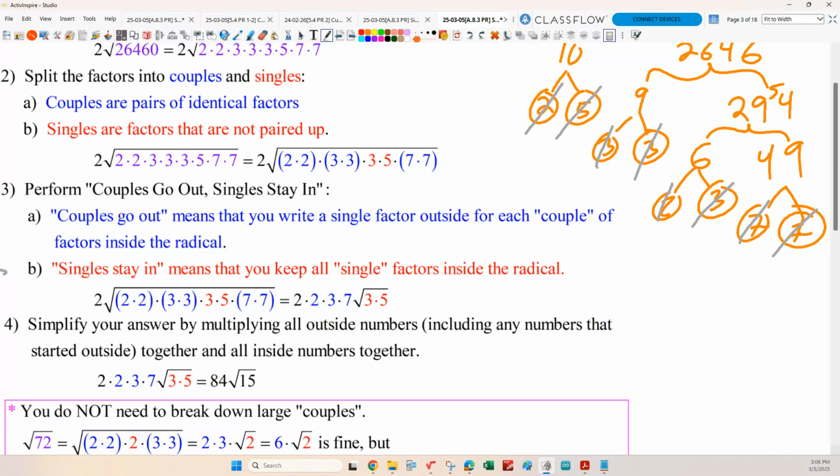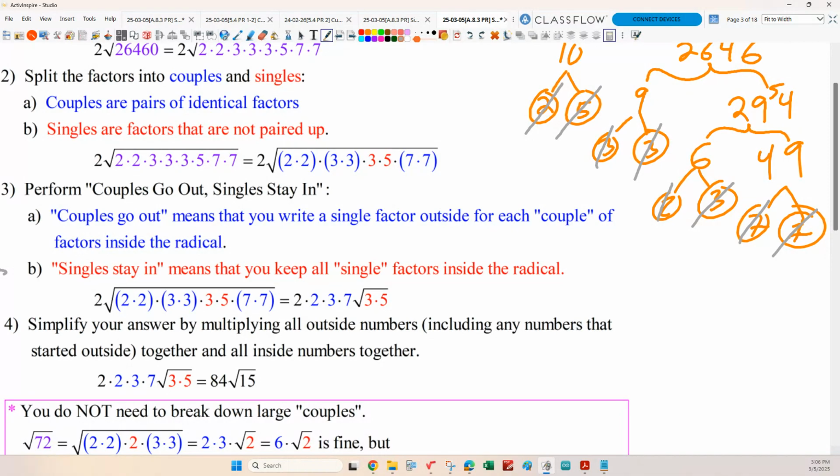So what's the rule then? For every couple that I have inside the radical, I'm going to get a single number outside the radical. Everybody see that? Singles stay in. So the 3 and the 5 stay inside the radical. Okay? Everybody look at that. Does that make sense? Yeah.